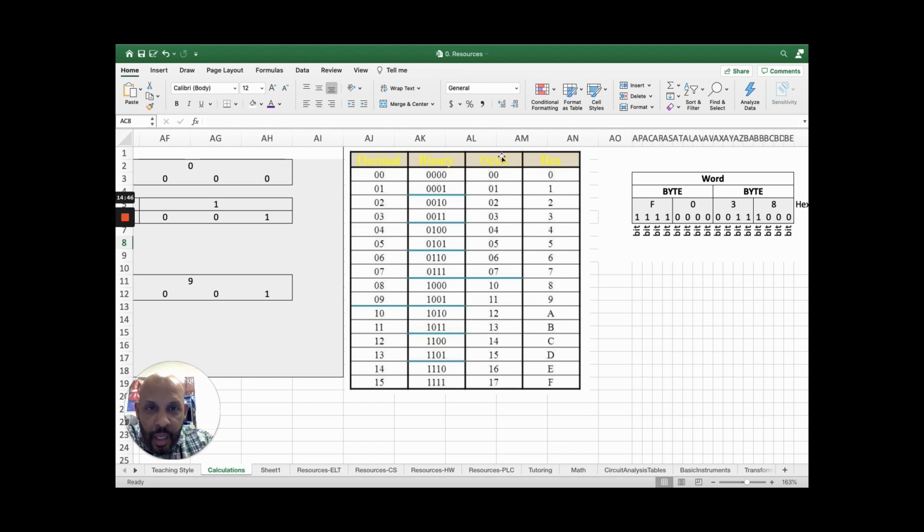In octal, these are your numbers, 0 all the way to 17. So let's say this 5 in octal is the same as 0101 in binary, which is the same as 05 in decimal. And this is hexadecimal. Let's look at this table, starting with hexadecimal.